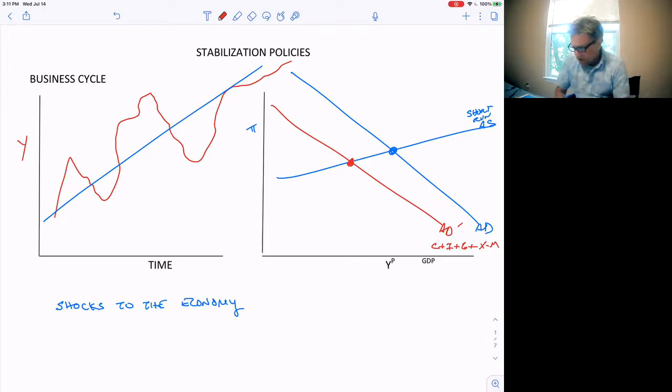Eventually, we'll get back to full employment and potential output, but we don't know exactly how long that's going to take. It could take quite a long time without some sort of interference, really, by our government to try to stabilize this downturn, or we can think of it as trying to stabilize aggregate demand.